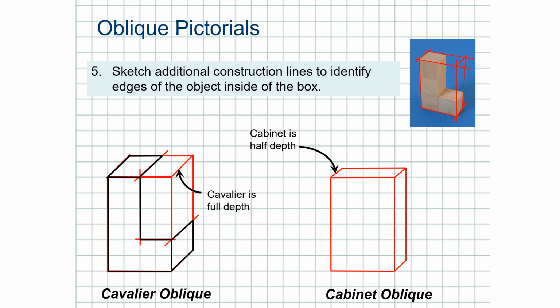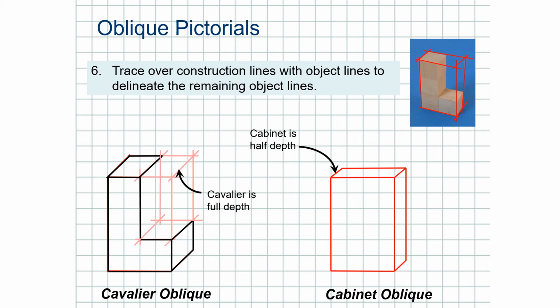All right, so it says sketch additional construction lines to identify edges of the object inside the box. So you drew the box, you drew where the object touches the box. Now we have to draw what's inside the box over here. So you draw going back, and then you drop a line right there, and then you drop a line across, and where they intersect, that should match up if you did it correctly. Trace over the construction lines with object lines to delineate the remaining object lines.